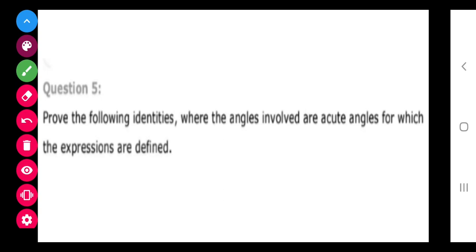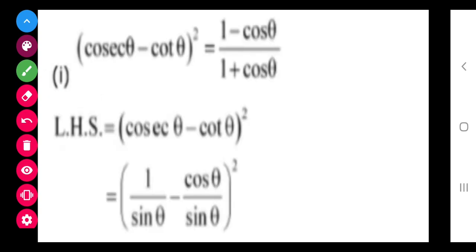Class, today we are going to do the last question of exercise 8.4 and it includes 10 parts, and you can say that basically these are the important questions that often come in your exam in big marks. So class, see these questions and try to get these tricks of how to solve these identities.